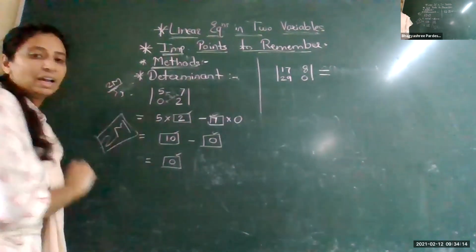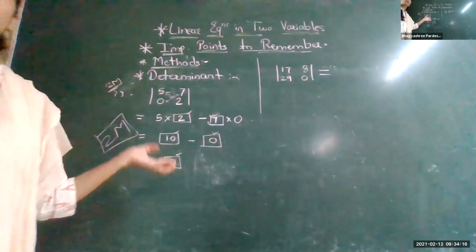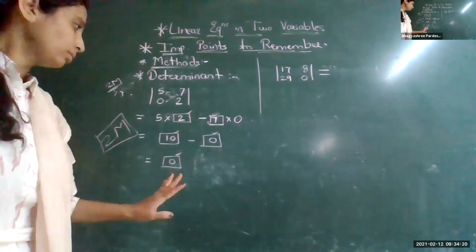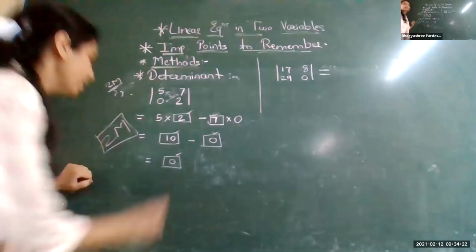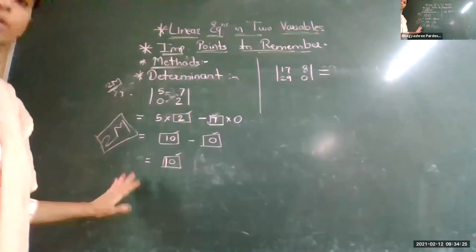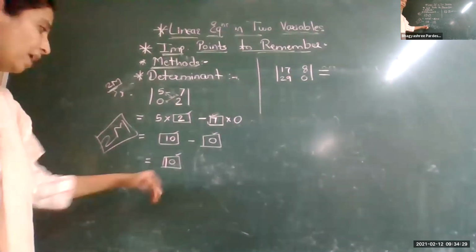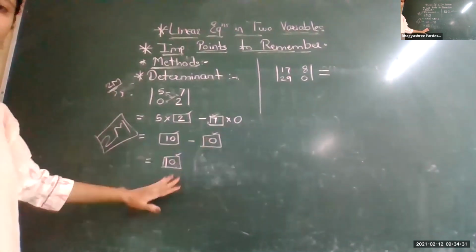Very easy. Algebra is the easiest one. So please do all these basic parts. 10 minus 0. Sorry, 10 minus 0. Okay. Any doubt here? I have taken here 10. 10 minus 0 is 10.